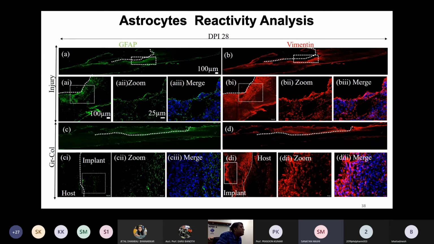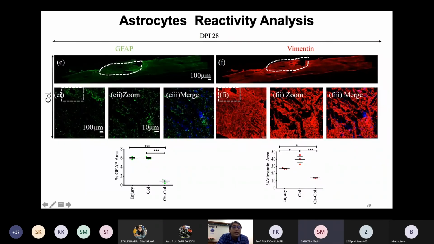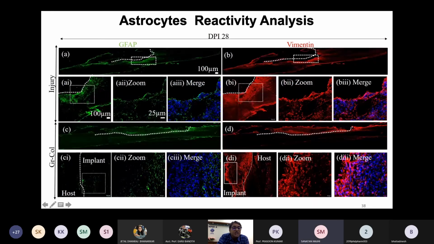What about another very important inflammatory cell, which is the astrocytes? We were happy to see that the astrocyte reactivity is significantly lower in the GR call compared to the injury and the collagen alone. So overall, the developed graphene collagen material is actually helping in suppression of neuroinflammation and promoting the growth of the spinal cord cells.